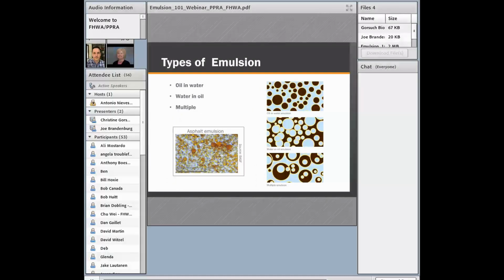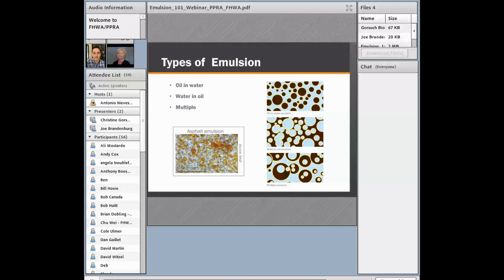There are different types of emulsion. If you look at the pictures on the right-hand side, the top one is an oil and water emulsion, so we have droplets of oil dispersed in water as a continuous phase. An asphalt emulsion is an example of this. The next one is water and oil, so that would be like butter. Fat is the continuous phase with little droplets of water dispersed in it.